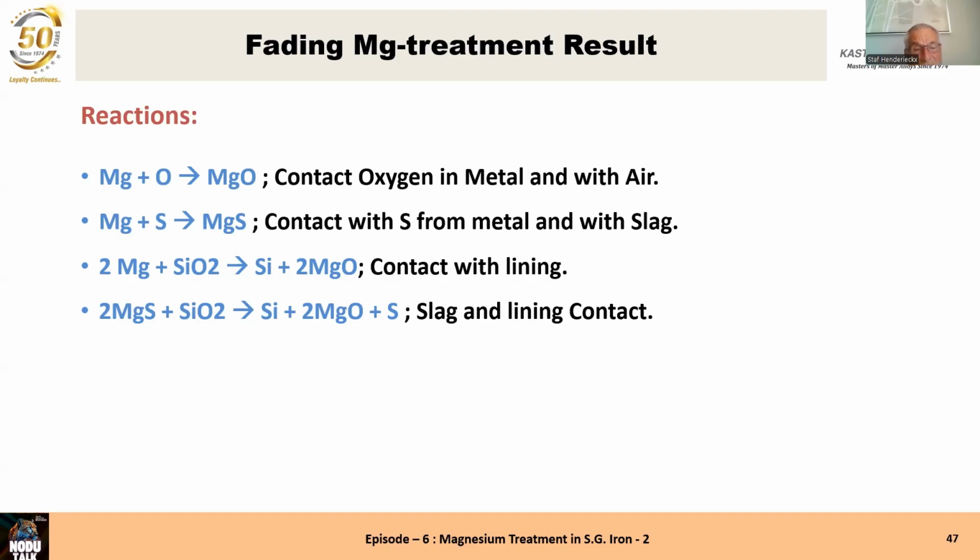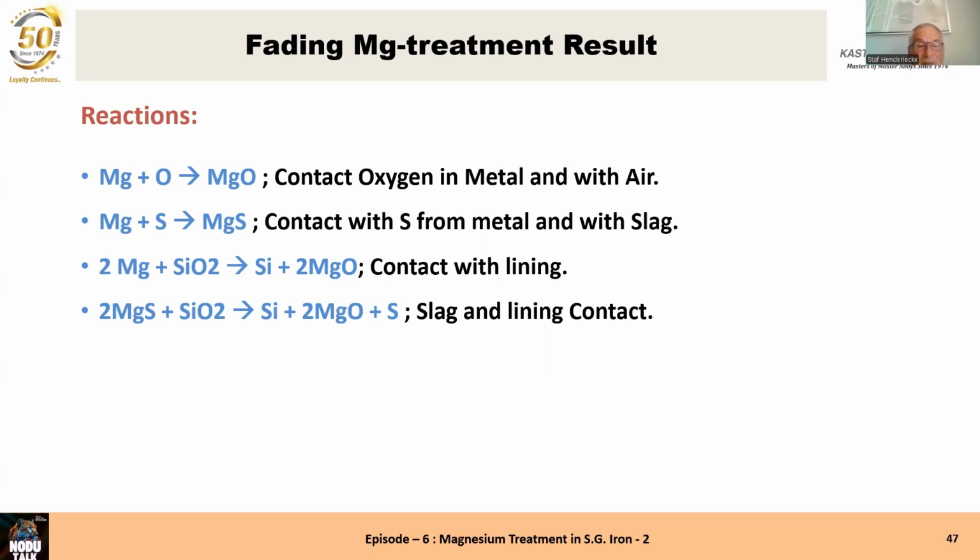It can react extra more. You also have magnesium that can react with the lining. When it's an acid lining, the lining is SiO2, and when the magnesium reacts with it, your silicon will go up and you will have more MgO, the white powder smoke that is coming out.